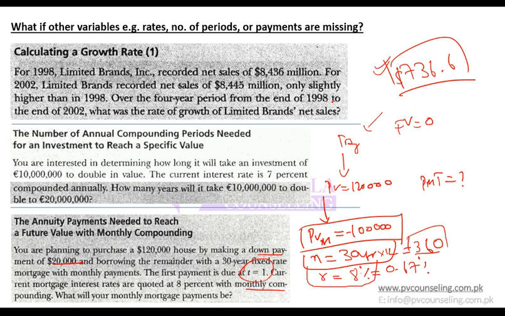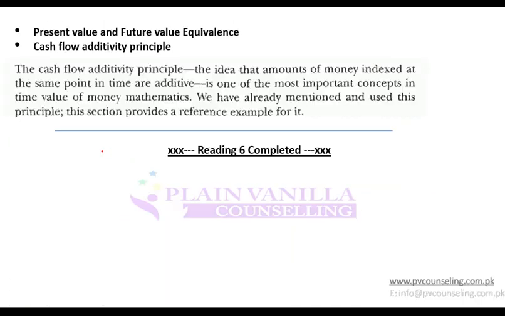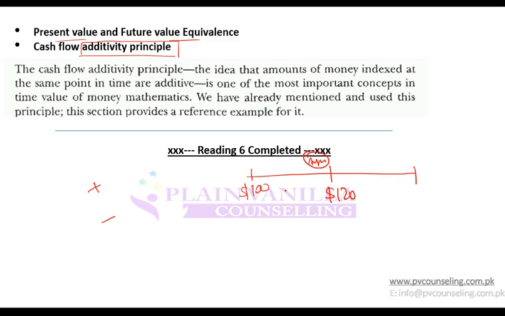Any problem so far? The last concept in this reading is present and future value equivalence. There is a principle known as the cash flow additivity principle. It says that two cash flows can be added or subtracted only if they happen at the same period of time. For example, if you have $100 as of today and you will receive 120 after 1 year, and I ask you what is the total amount that you are receiving, it is not 100 plus 120. You will first calculate its future value and then add it to 120.